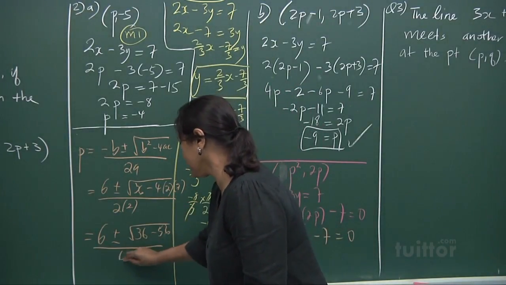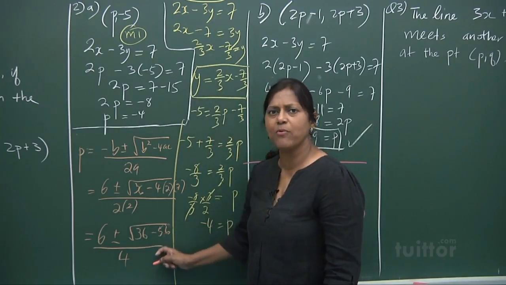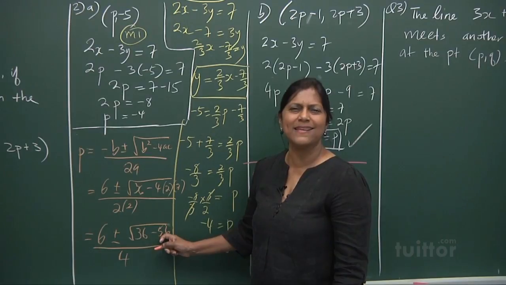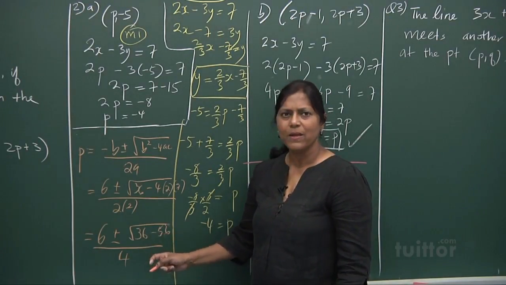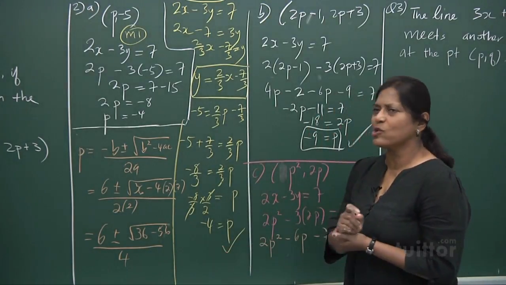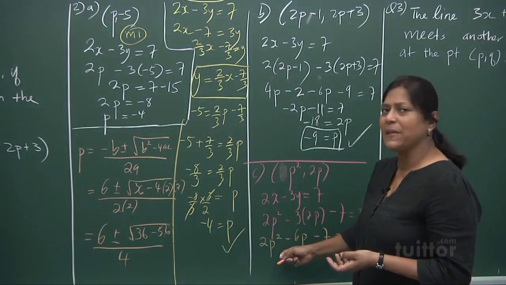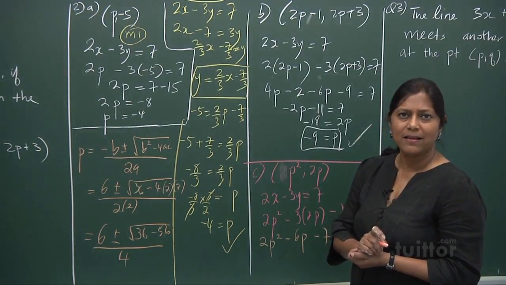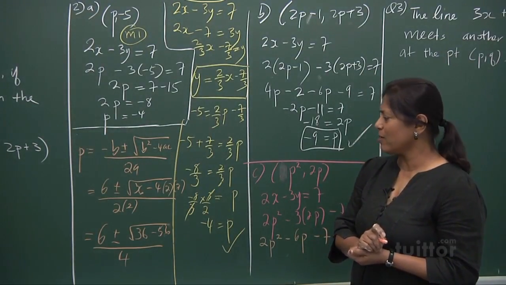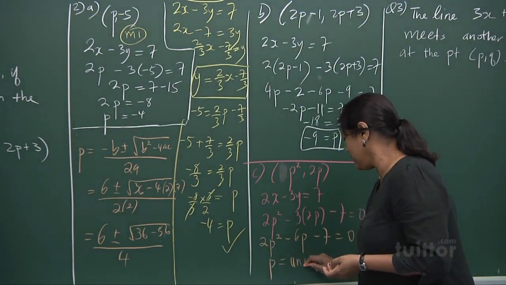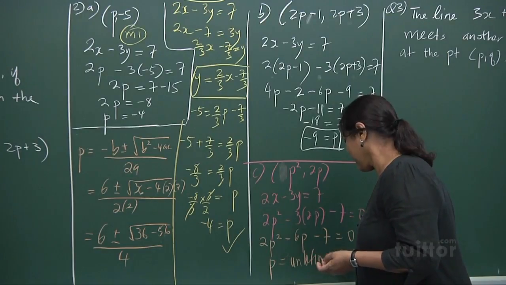Now if you look at the square root of this, your b squared minus 4ac is less than 0. If it's less than 0, can you solve for p? You can't, right? So here, p is undefined. This point is not solvable. So you write your p is undefined. Write it like that.